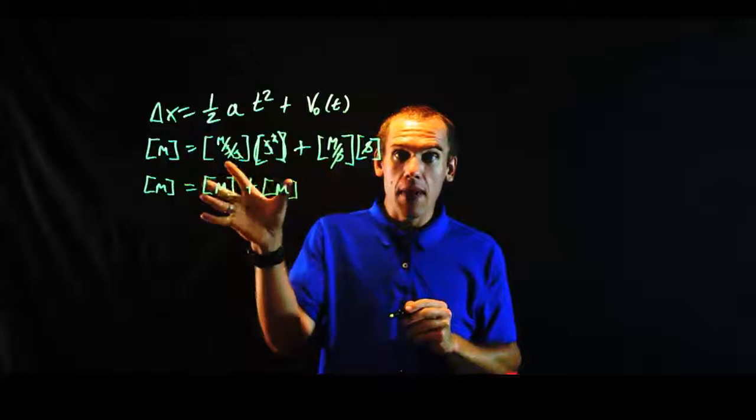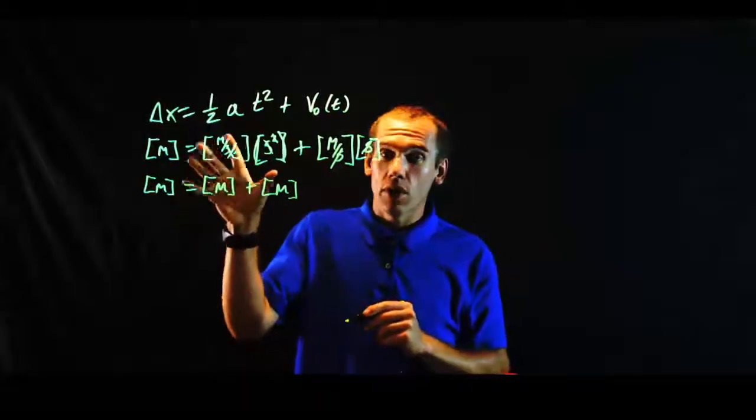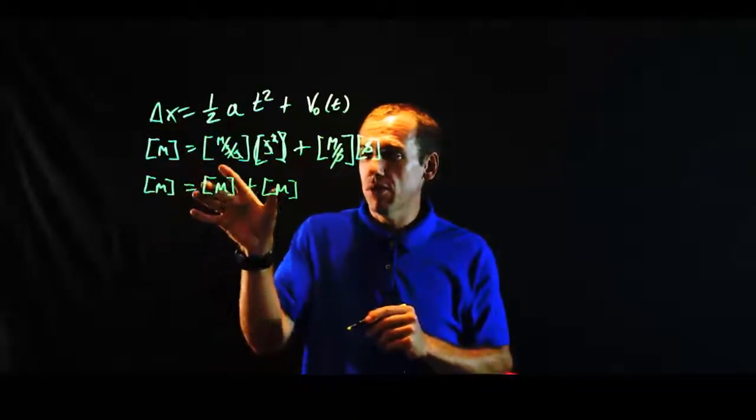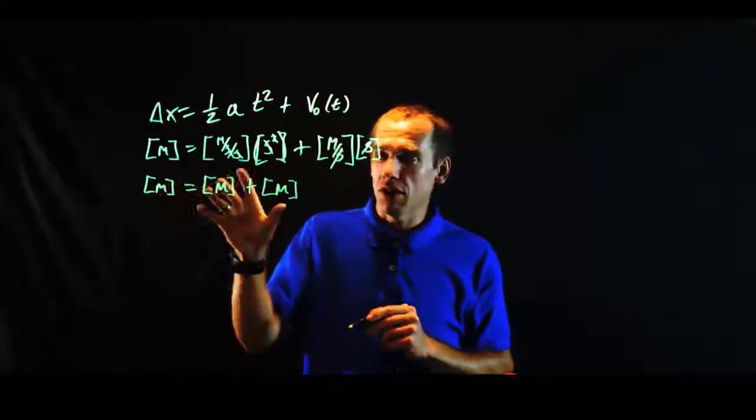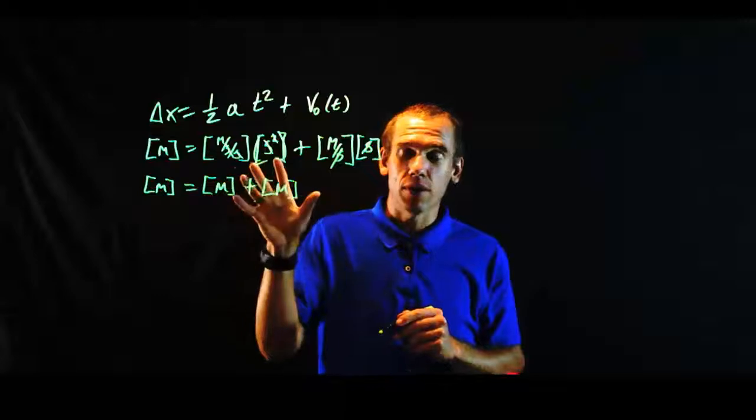Remember, it's not about how many are on each side. It's about whether or not the dimensions match. And since a meter plus a meter is still going to be a meter, I have the dimensions on the left are equal to the dimensions on the right, and I can add all of those up.